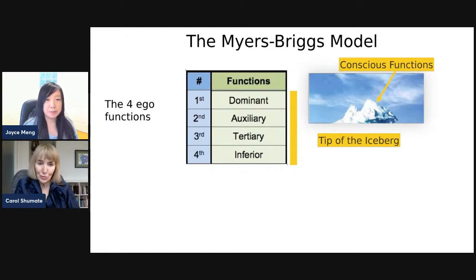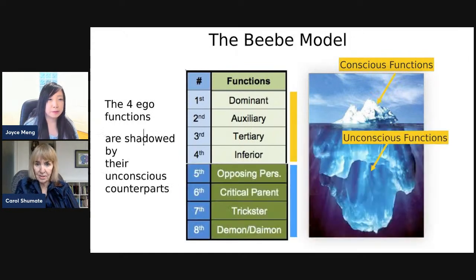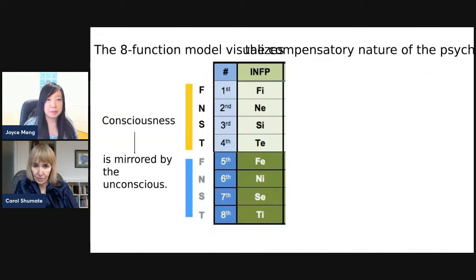These are considered the conscious functions, the functions of consciousness. But that is just the tip of the iceberg, which is what John Beebe showed us, because these conscious functions are shadowed by their unconscious counterparts. Now, the slide is a little bit messed up. I'm sorry about that. That's because I exported it from Keynote into PowerPoint.